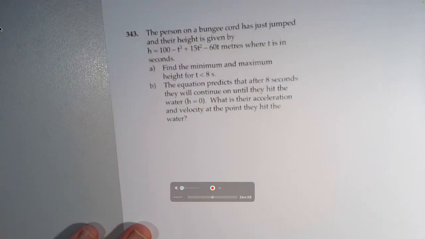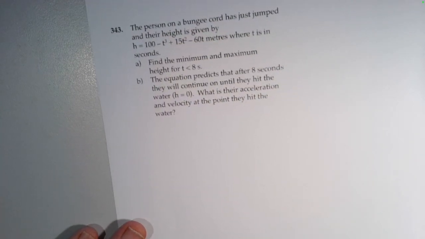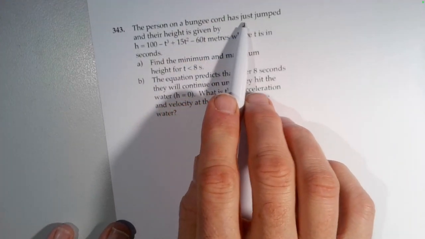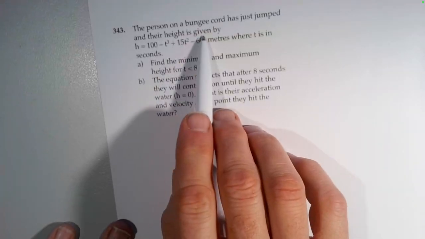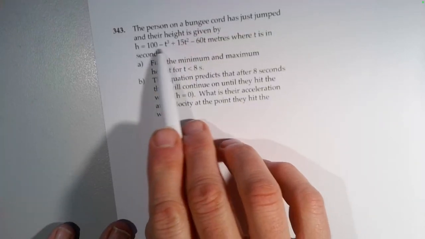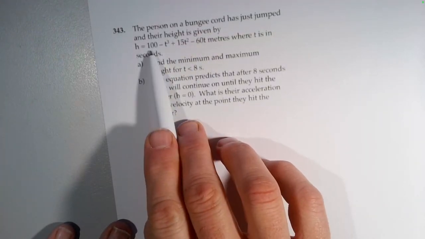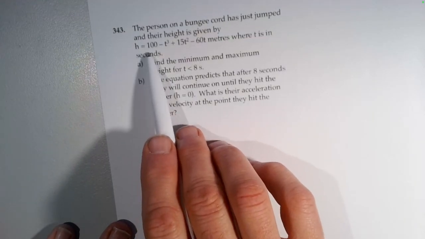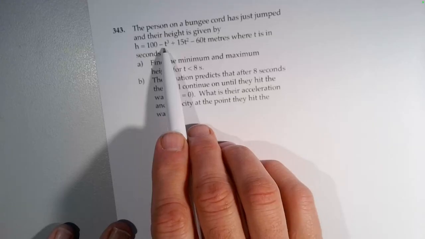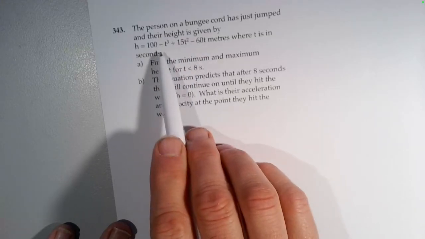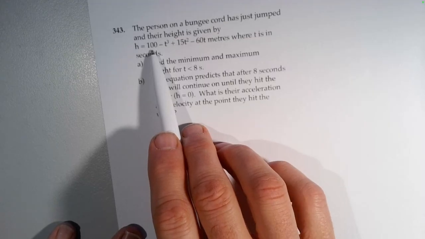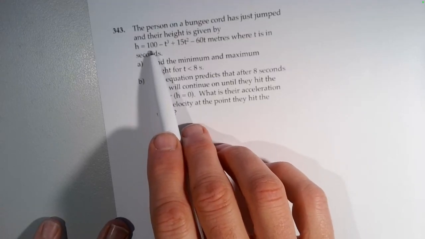Okay, number 343, a kinematics problem, and it's got some context. The person on a bungee cord has just jumped and their height is given by this thing. Obviously when you do a bungee jump, I imagine you're already elevated, and you can see that if you put 0 in here for t, your starting elevation is 100 meters above base, whatever the ground level is, shall we say.